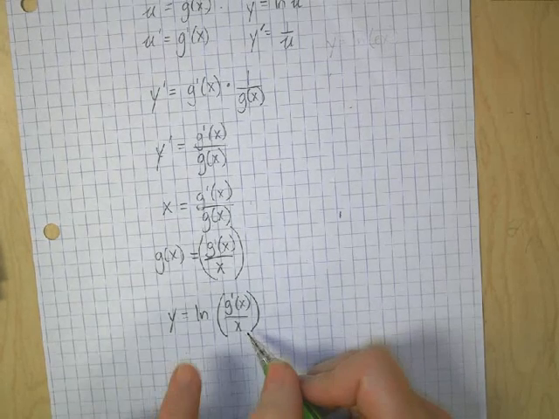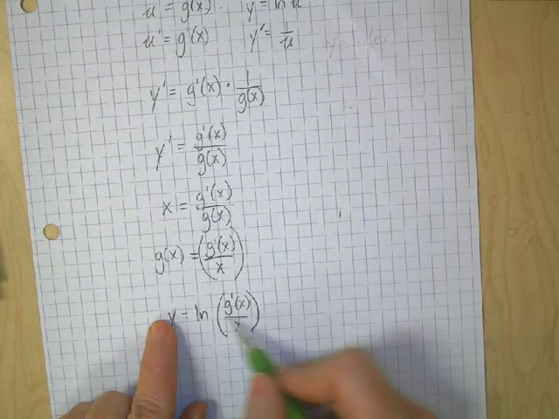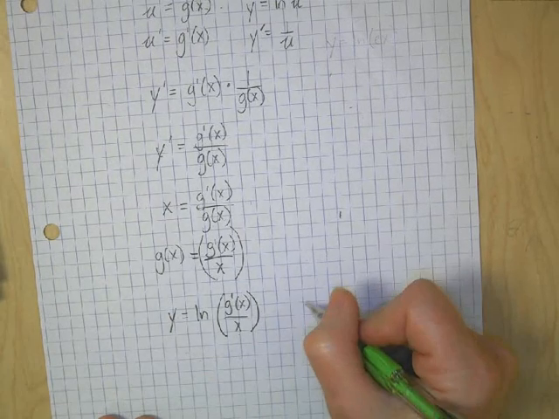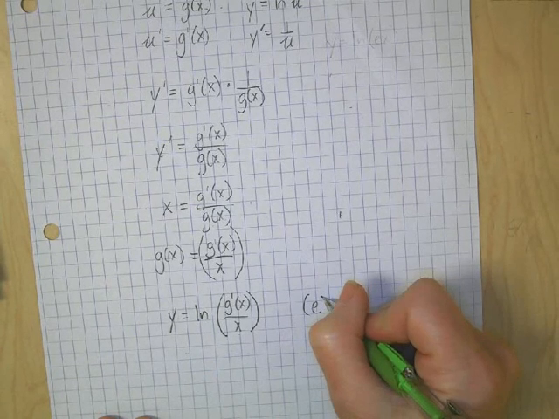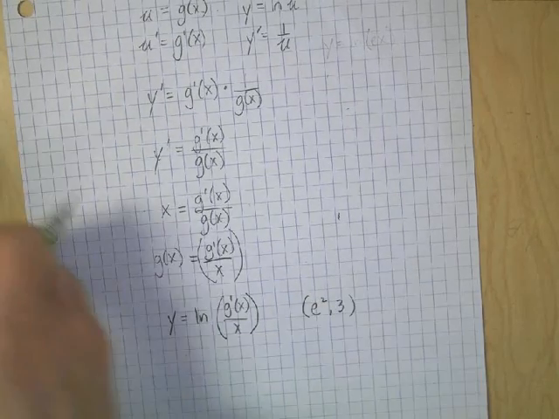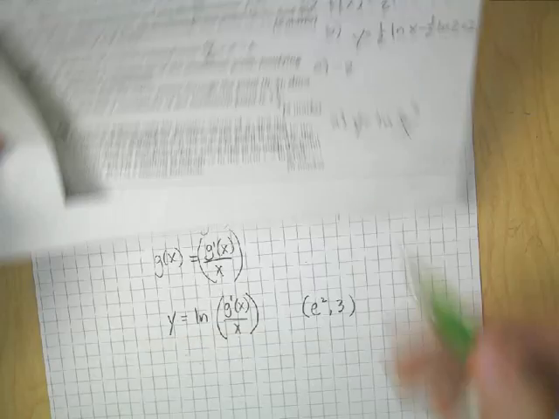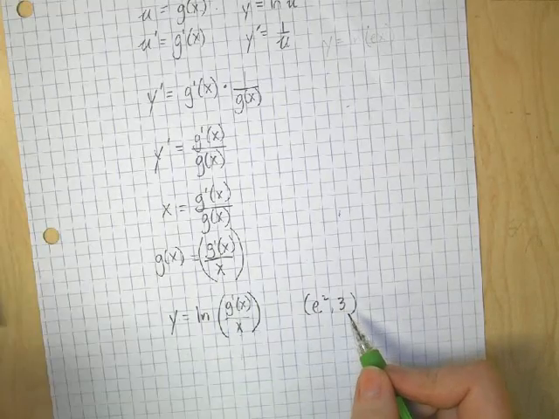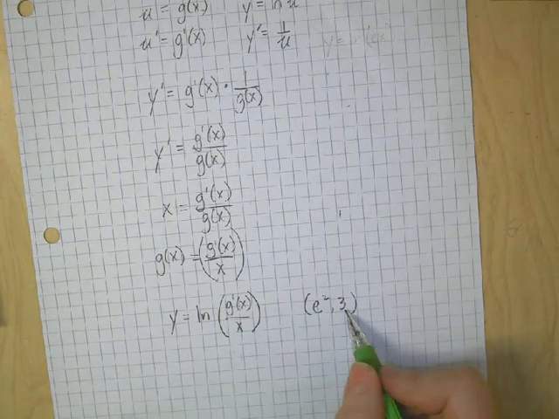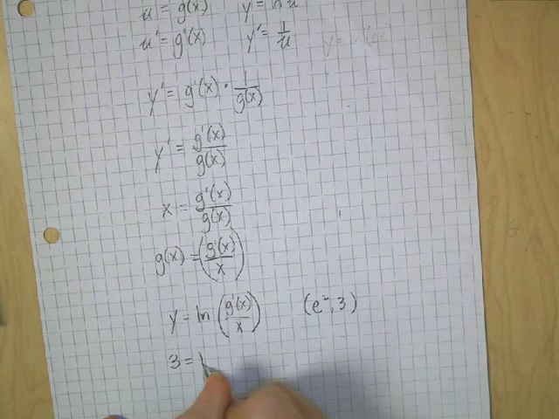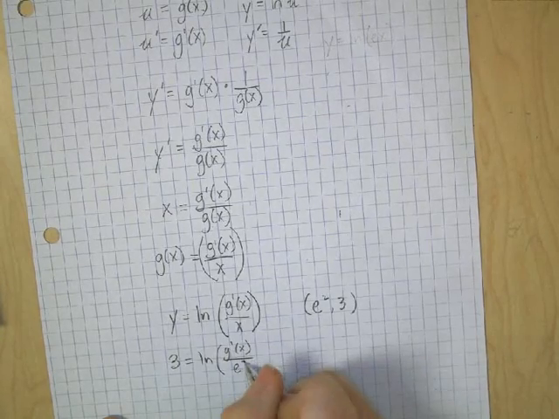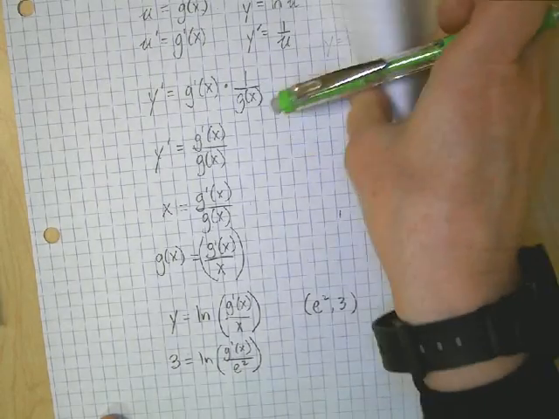Okay, so now I've got an x and a y, but I have this extra variable sitting here, g prime of x. I've got to figure out what g prime of x is, and I can do that by using the point they give me. They tell me that a point on the curve is e squared comma 3. It says the curve passes through the point e squared comma 3. So I can now use that to solve for g prime of x. I'm going to put in y is 3, natural log of g prime of x over, and then x is e squared. So now I have to solve this for g prime of x.